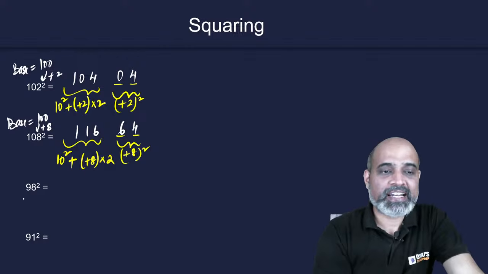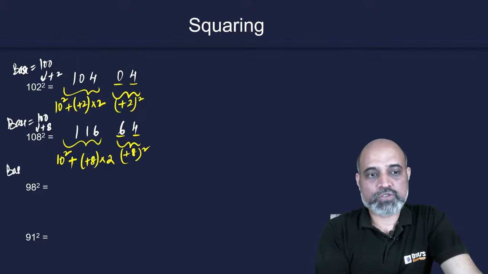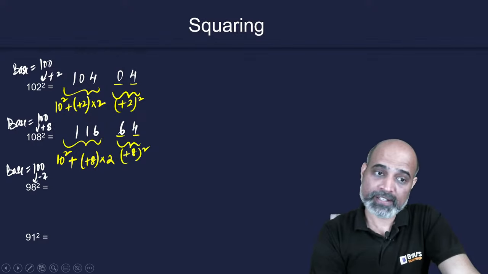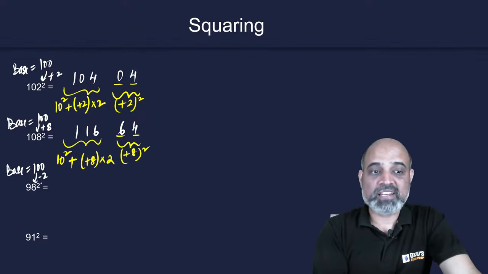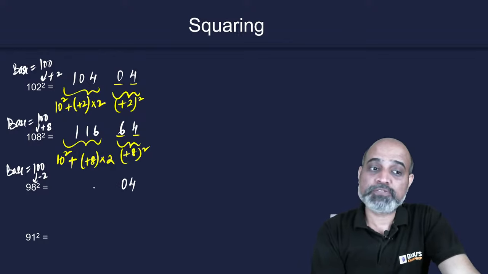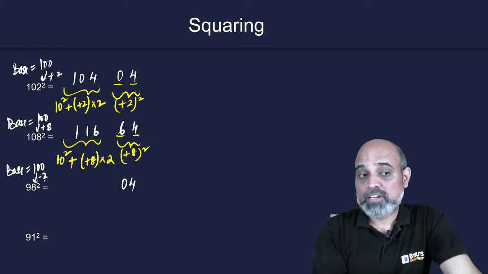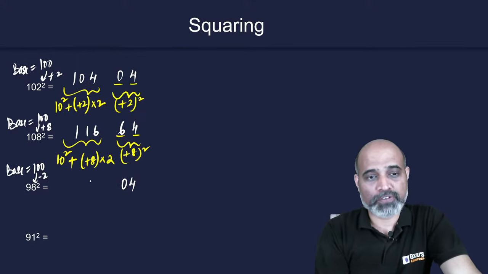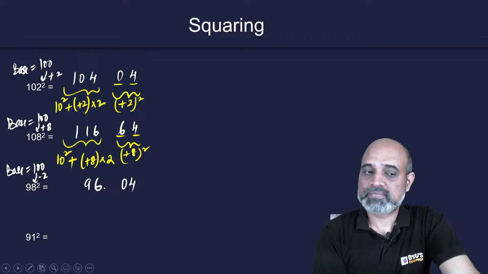What about 98 ka square? 98 ka square, we will choose base as 100. ये 100 से 2 पीछे है, right? So my final answer will be minus 2 ka square, 04. Remaining digits will be 100 plus 2 into minus 2. In other words, 100 minus 4, which will result in 96.